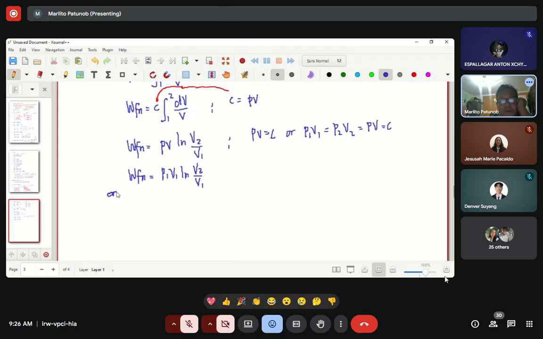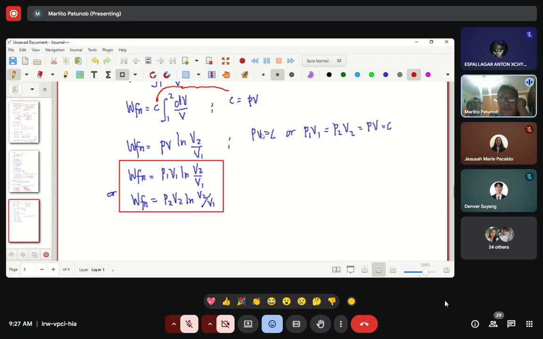Or the work non-flow can be P2 B2, right? It is also equal, ln B2 over B1. So these can also be equations.